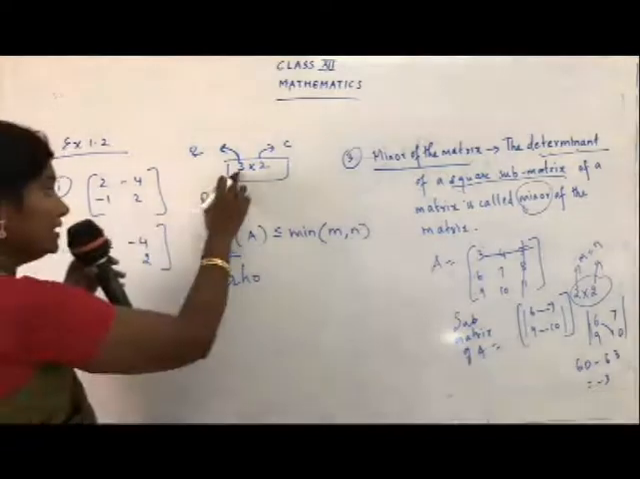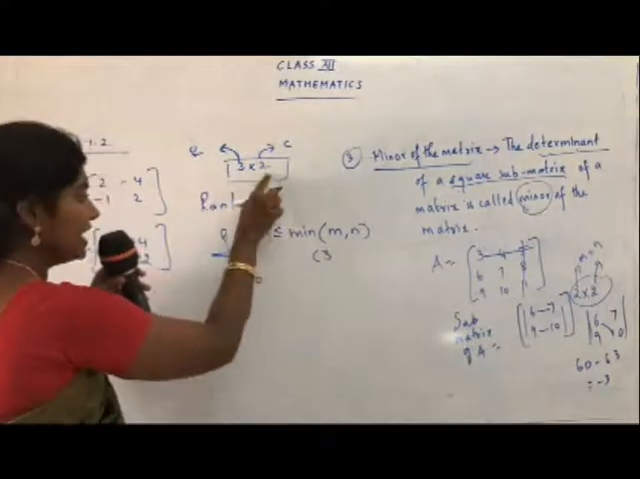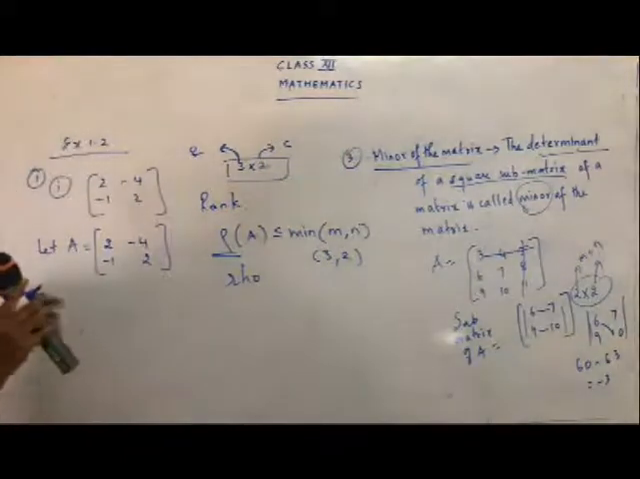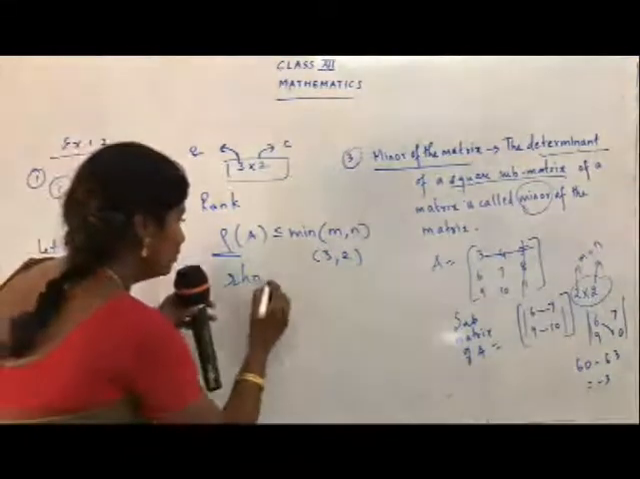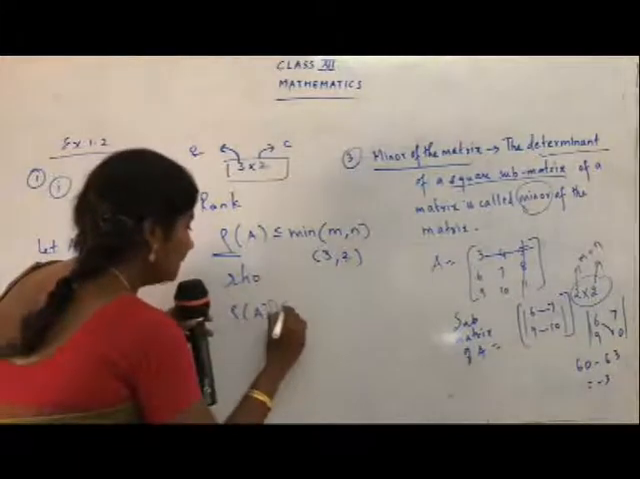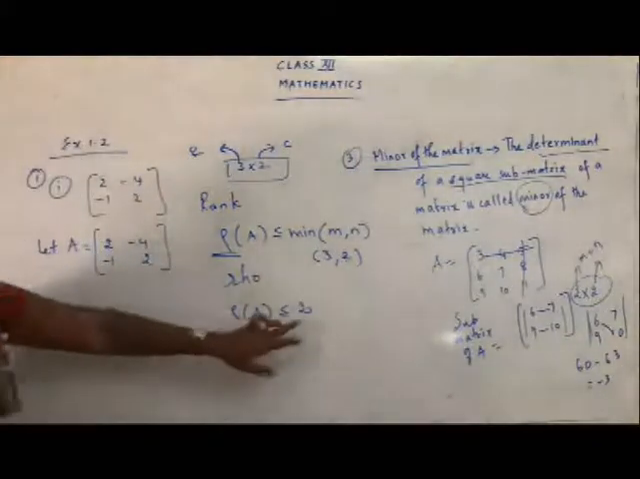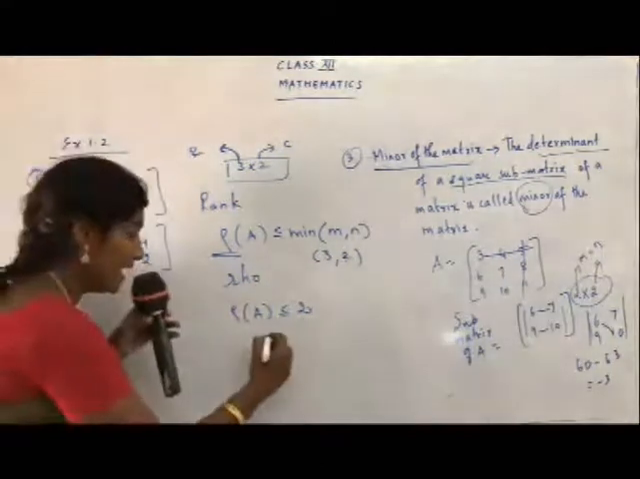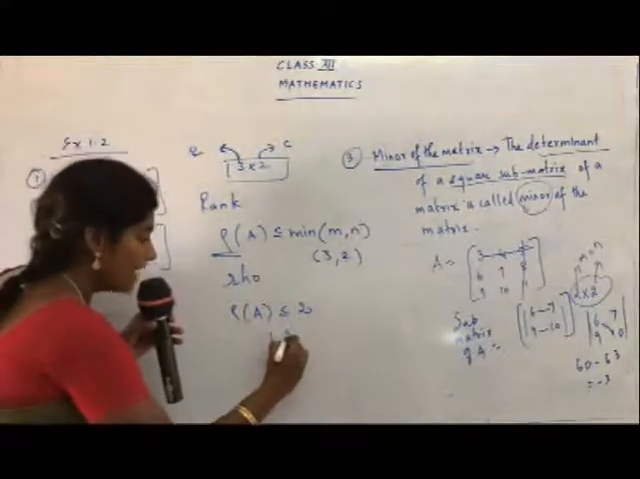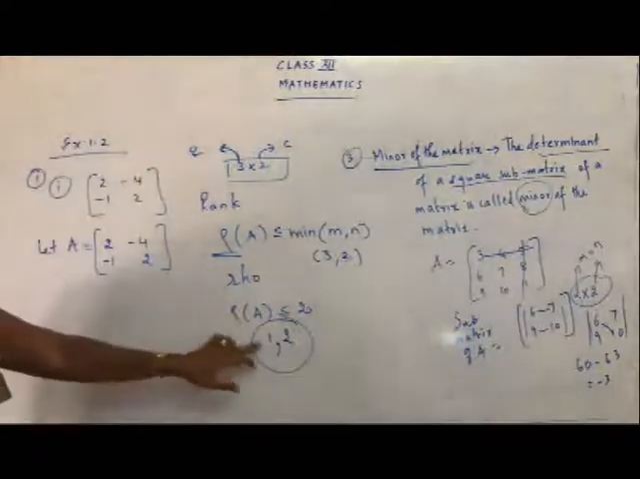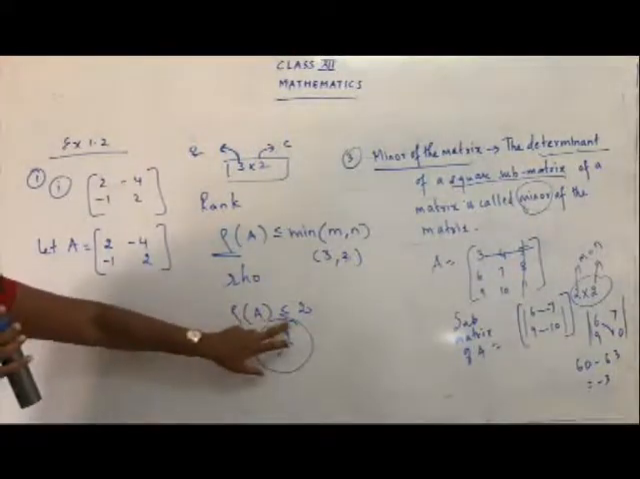Minimum of M comma N means what? Now what is M here? It's 3. And what is N here? It's 2. So what is the minimum of 3 and 2? Yes, it's 2. So your rank will be less than or equal to 2. Less than or equal to 2 means the rank may be 1 or the rank may be 2. So we have to find whether the rank is 1 or 2. Only 2 choices for you.